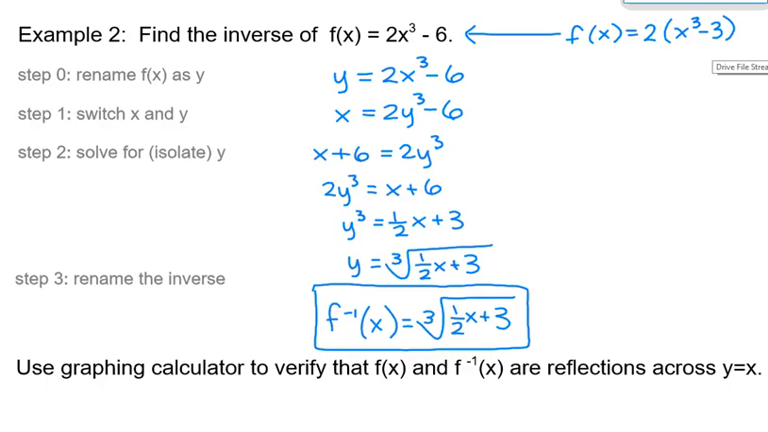Okay, that is the end of the first of 3 videos about inverses. So double check that you have all the important points in your notes and your examples, and you're ready for video number 2.